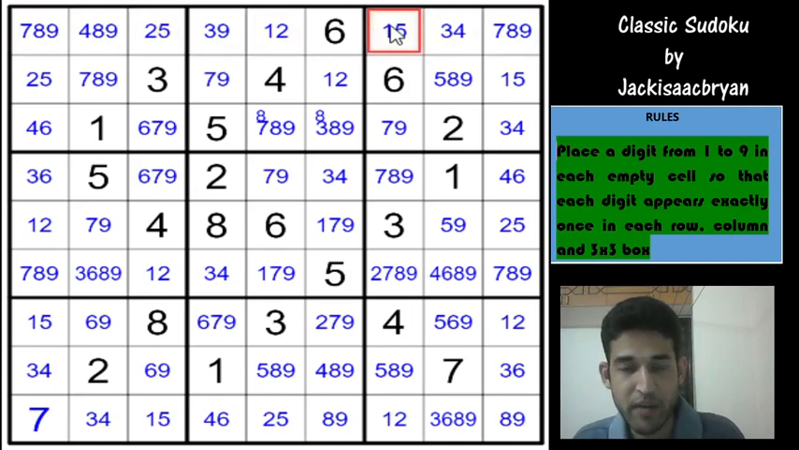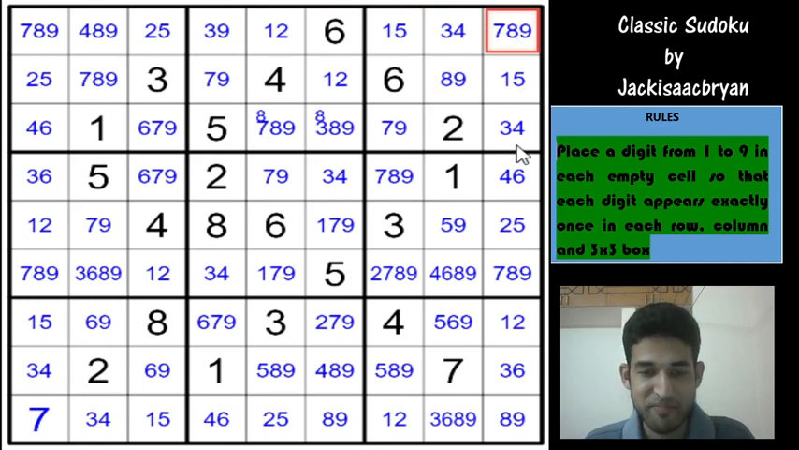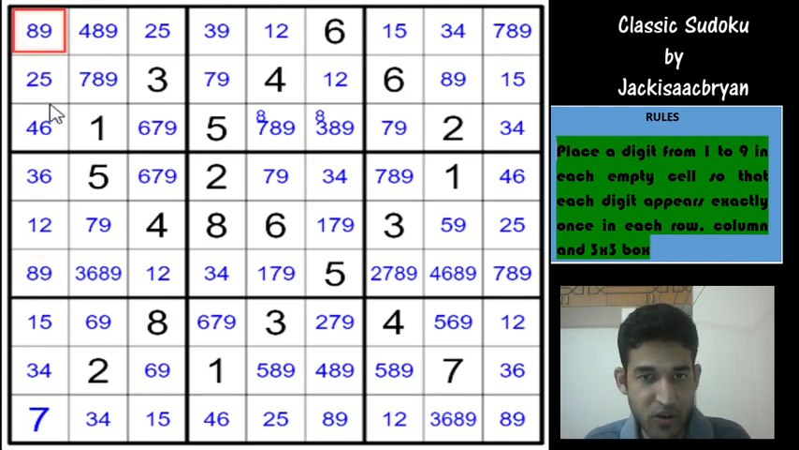So 7, 8, 9 can be removed from this, becomes 1, 5. And now we have a 1, 5 pair here. So that's not a 5. That's 8 and 9. So 7, 8, 9 triplet. Superb. And because of the 7 here, I'll remove the 7 from these cells. That's 8 and 9 now.